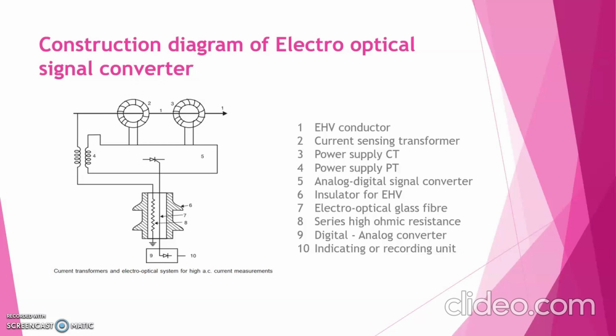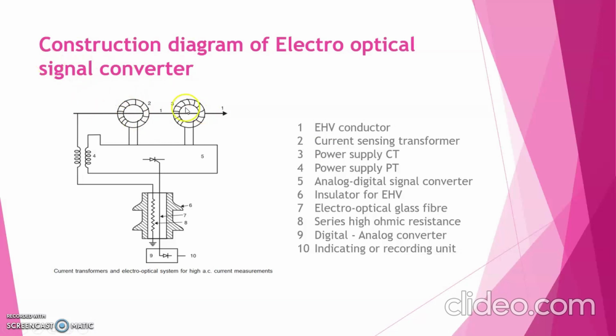A voltage signal proportional to the measuring current is passed through an EHV conductor. This is the EHV conductor, which is marked as number 1. Then a current transformer is used. A current transformer is used in the power circuit to step down the current to a very low value. This is also a current transformer, which is marked as number 3.